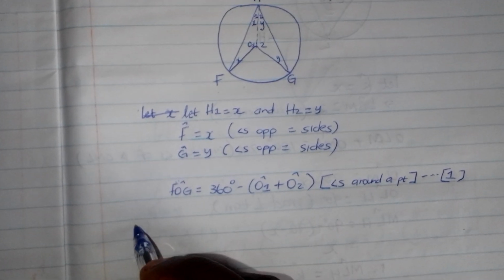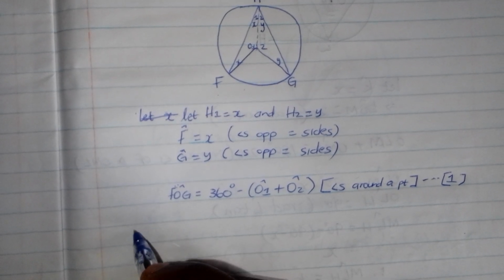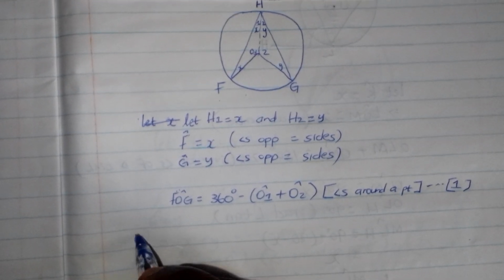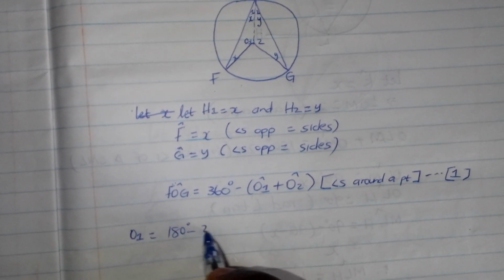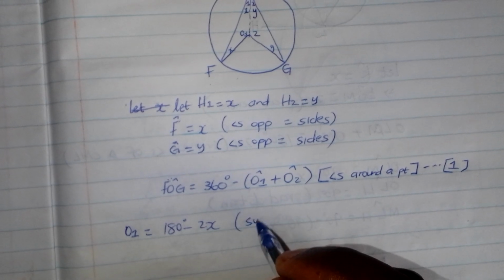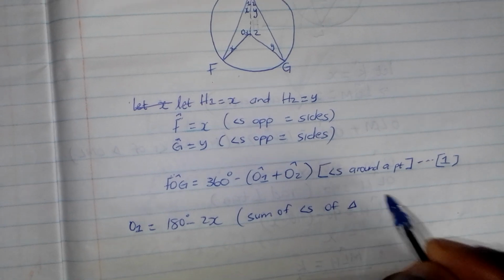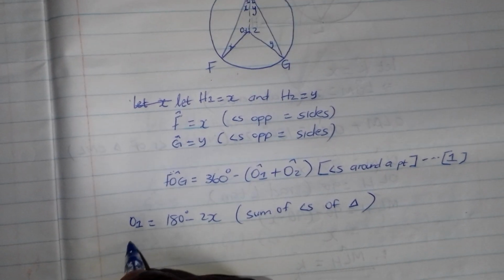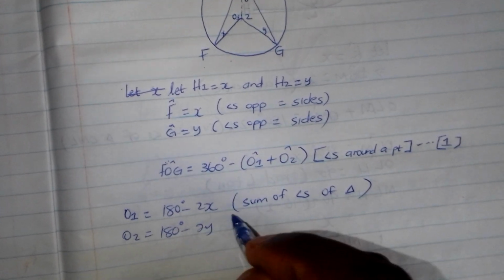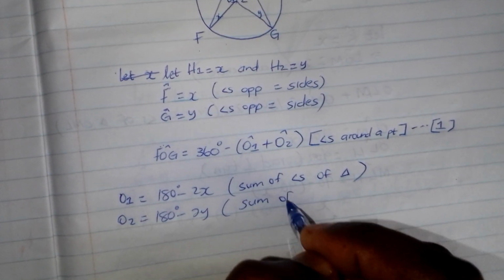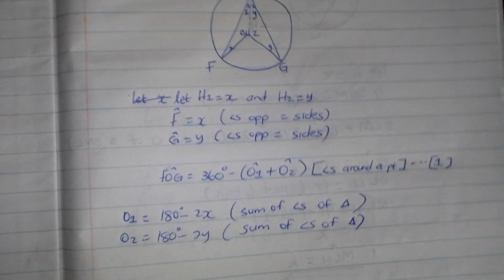Now we also have that O1 is equal to 180 degrees minus 2x. Can you guys tell me why? Sum of angles of triangle. Now, look at the triangle. Tell me which triangle I'm talking about. O2, same reason, minus 2y. Sum of angles of triangle. Tell me which angles I'm talking about there.